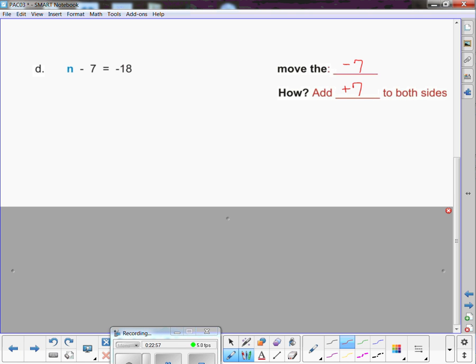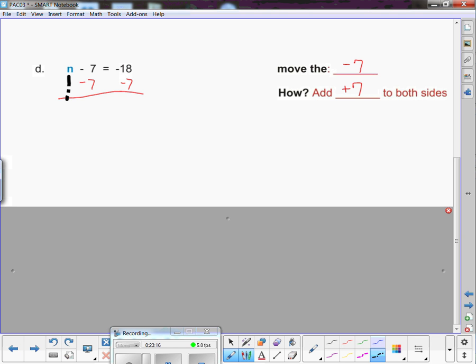Now I want to pause for a moment. Don't do anything, just look at the problem. I'm going to show you a mistake. Some students say you got to move the 7, so let's add a negative 7 to both sides. Don't do this. This is incorrect. But I want to make my point.